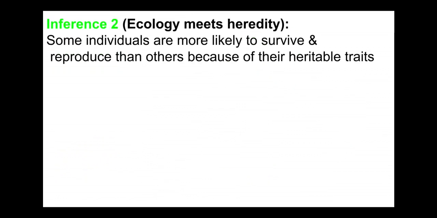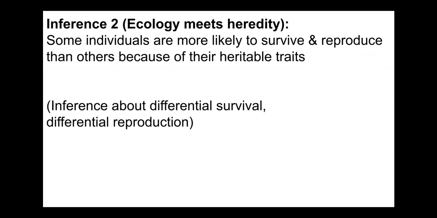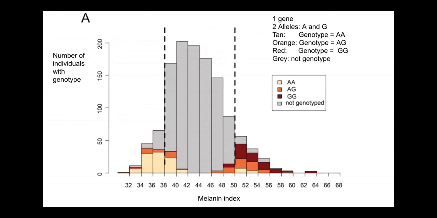So the second inference, ecology meets genetics, or ecology meets heredity, states that some individuals are more likely to survive and reproduce than others because of their heritable traits. This brings together the struggle for existence and the fact that there are traits that determine how successful you will be in the struggle for existence. So this is ultimately an inference about differential survival and differential reproduction: why some individuals are more likely to survive, why some individuals produce more offspring.